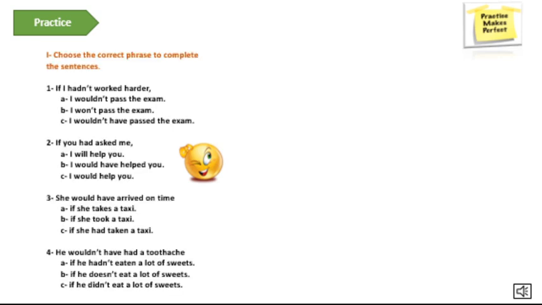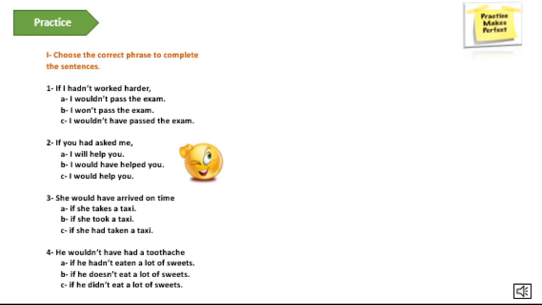So now let's move to practice. And as the saying goes, practice makes perfect. So here we have, choose the correct phrase to complete the sentences. Here we have a set of conditional sentences, and we have to choose the right answer to complete them.